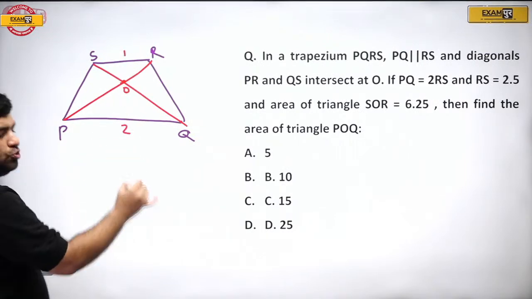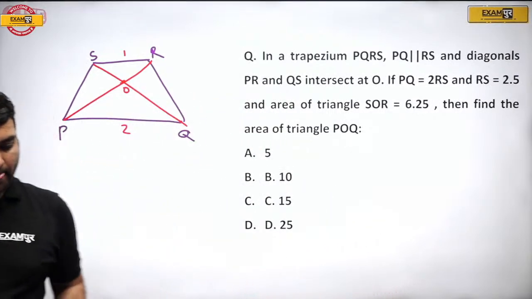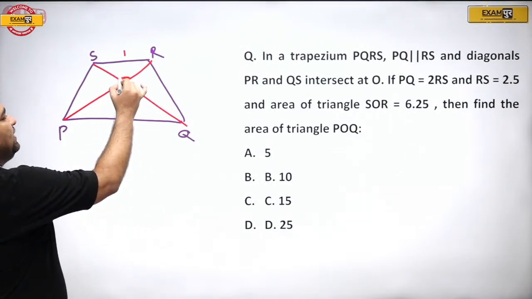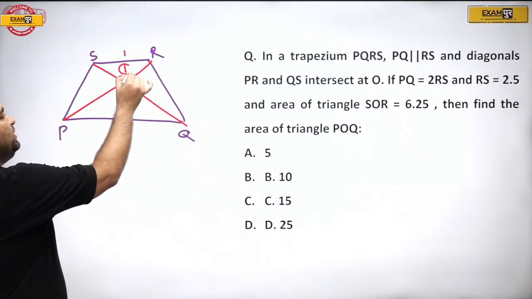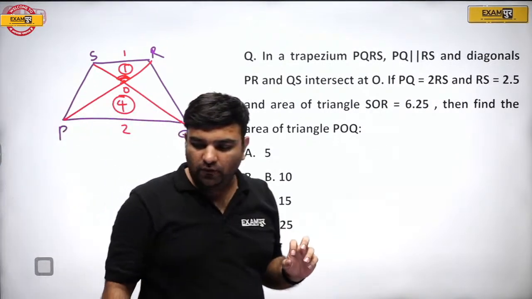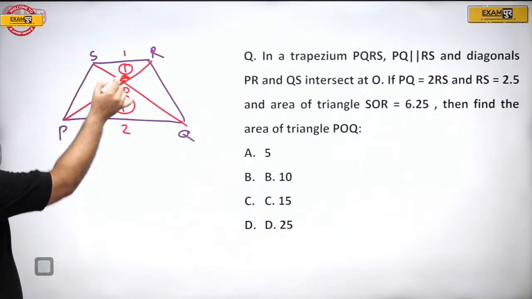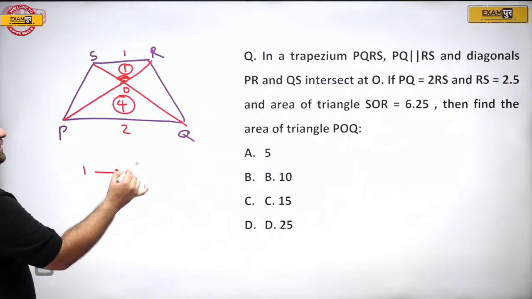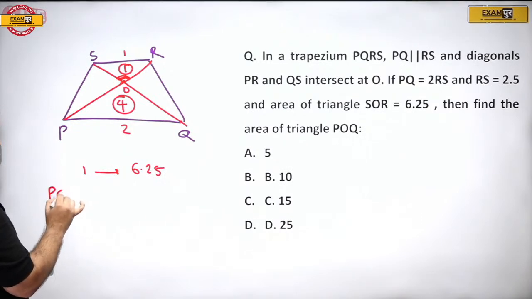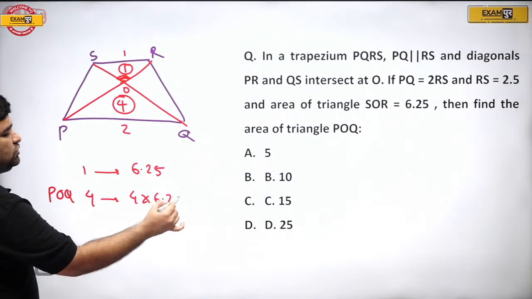Double means 1:2. If the sides are in the ratio 1:2, these are similar triangles, so their areas are going to be in the ratio 1:4. Now area of SOR is 1, which is given as 6.25. So what is area of POQ? Area of POQ is 4, so that is 4 into 6.25, which is 25.